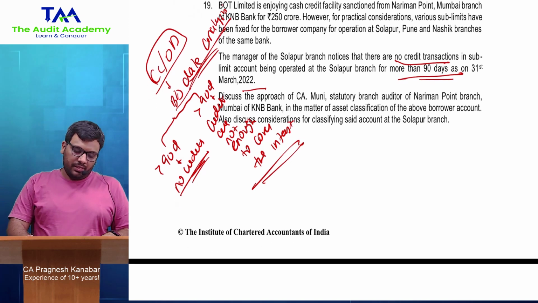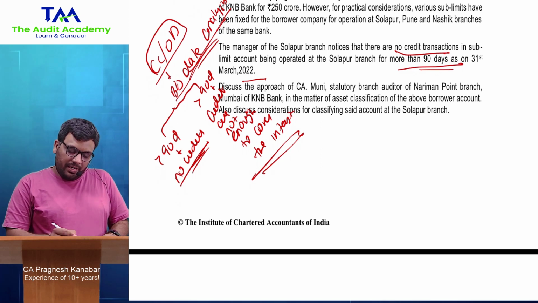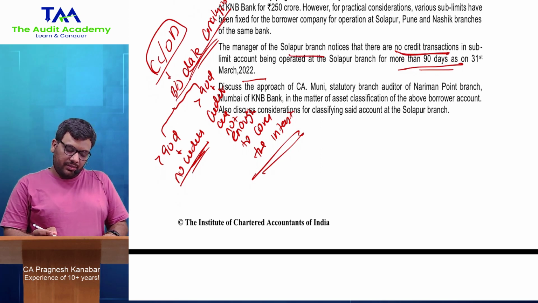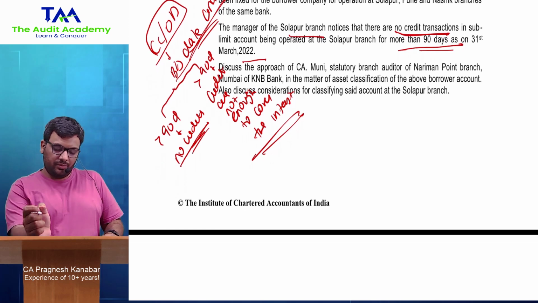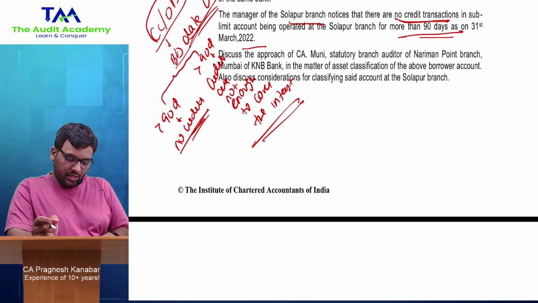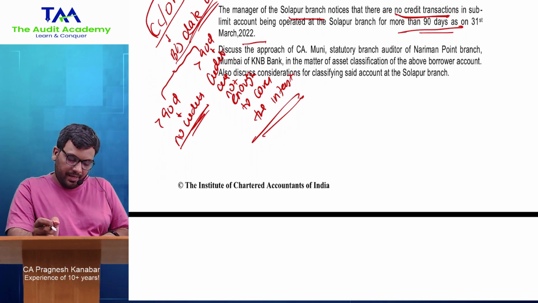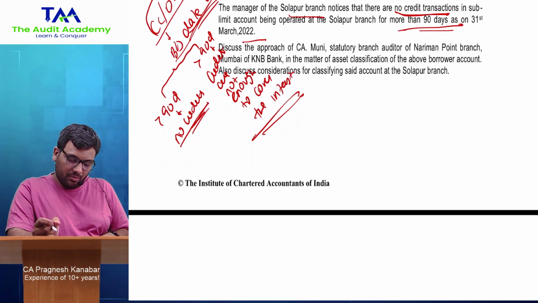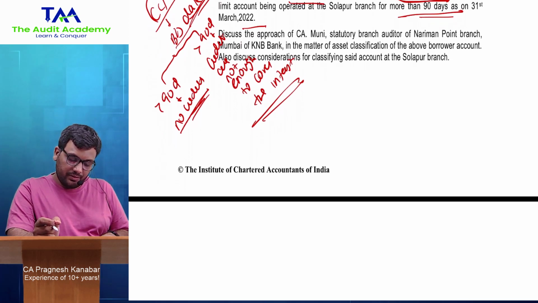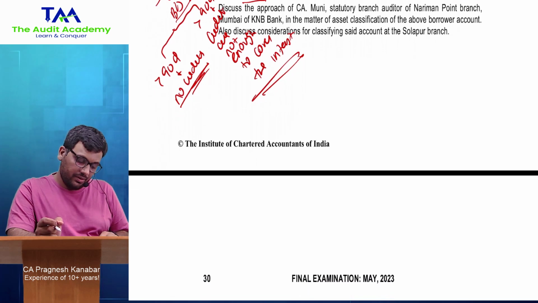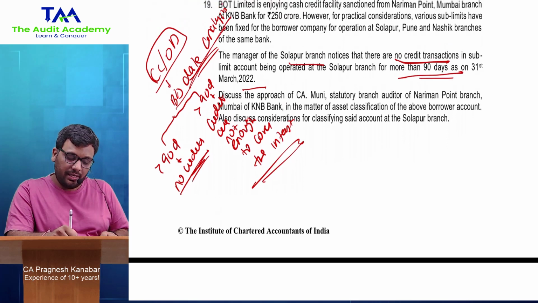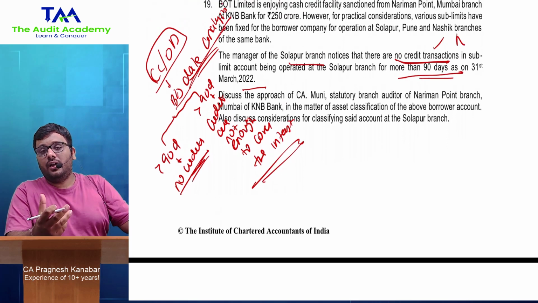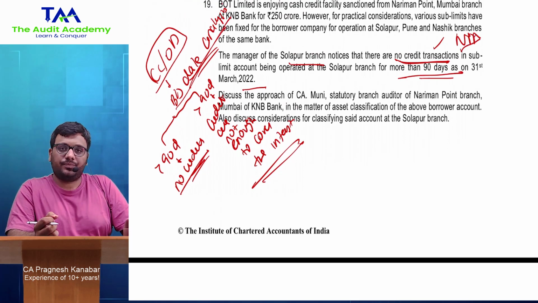ओके, so over here Solapur branch manager notices that there are no credit transactions in the sublimit account. Discuss the approach of CA Muni, statutory branch auditor of Nariman Point branch, Mumbai of KNB Bank in the matter of asset classification of the above borrower account, also discuss considerations for classifying the said account at Solapur branch. तो क्या सोलापुर branch में ये account को NPA मान लेना चाहिए, because actually एक main loan account के अलग अलग सब limit accounts की है.